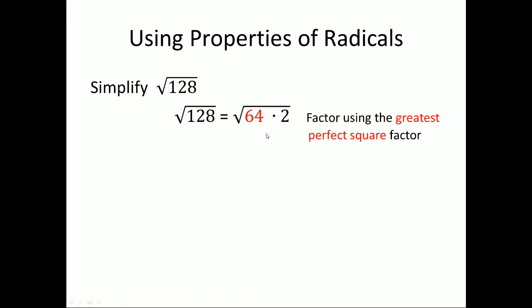The reason why I split it up using the number 64 is because 64 is a perfect square. The square root of 64 is actually 8. Do you see how I simplify this by breaking down the square root of 64 into just 8? And I can just recombine it. This becomes 8 square root of 2. This is the process of simplifying a radical: you're going to factor it into its perfect squares.